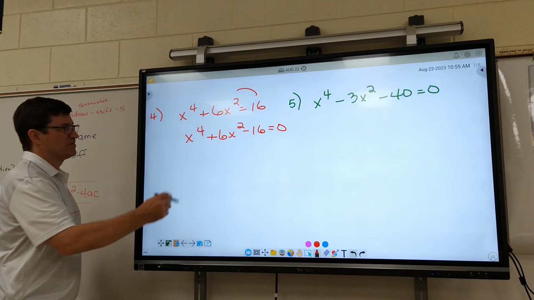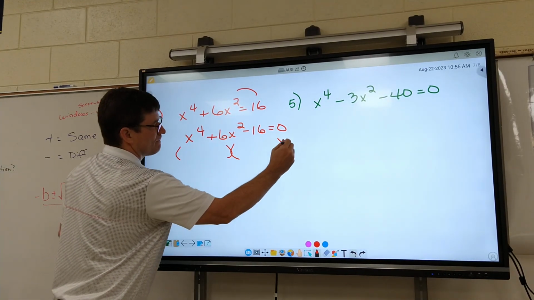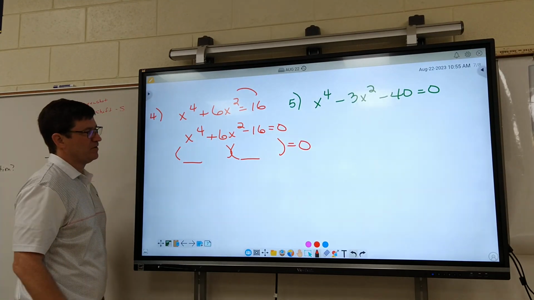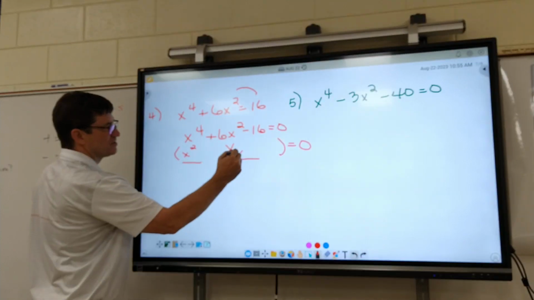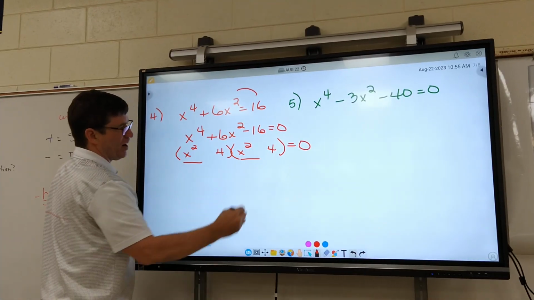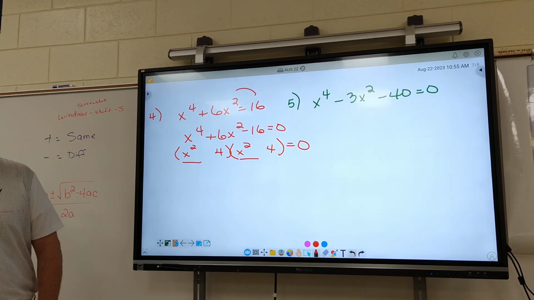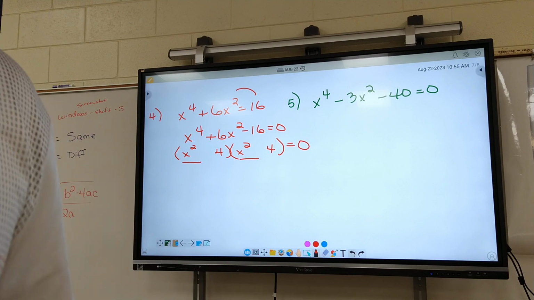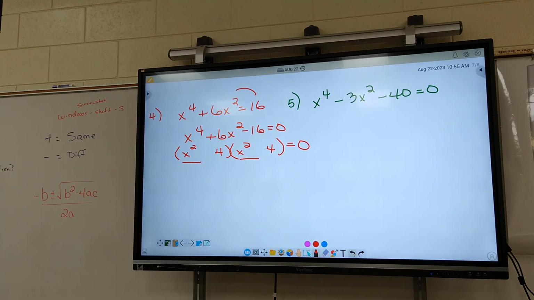All right, now we got to factor this out. All right, so Hunter, we try to factor it. What goes here and here? Good, x squared and x squared. Now, when I see 16, I'm thinking 4 times 4, right? But that's not going to work. How come? Because 4 plus 4 gives you 8, and 4 minus 4 gives you 0. So that is not going to work.